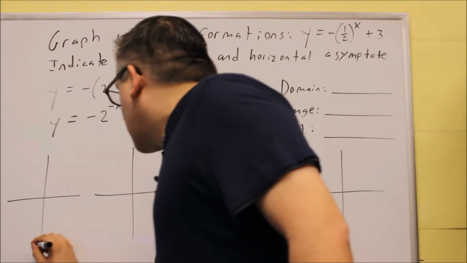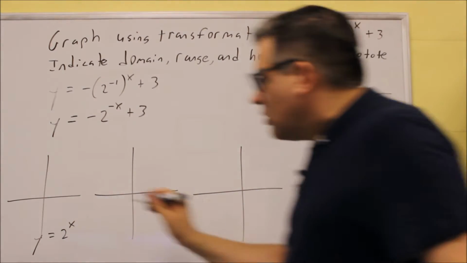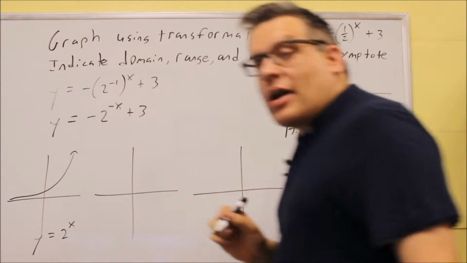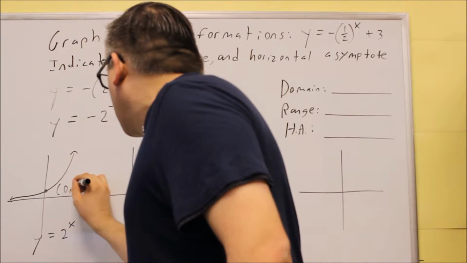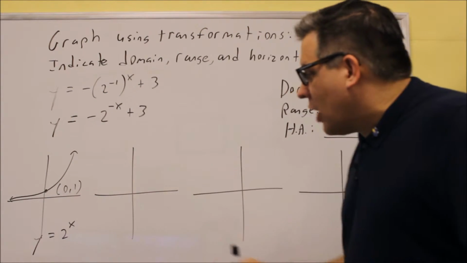So we always begin with the base graph. This time, we're using y equals 2 to the x, which is going to look real similar to the 3 to the x and 4 to the x graphs. Still, we've got our key point that goes through there, 0, 1. So that's our base graph.